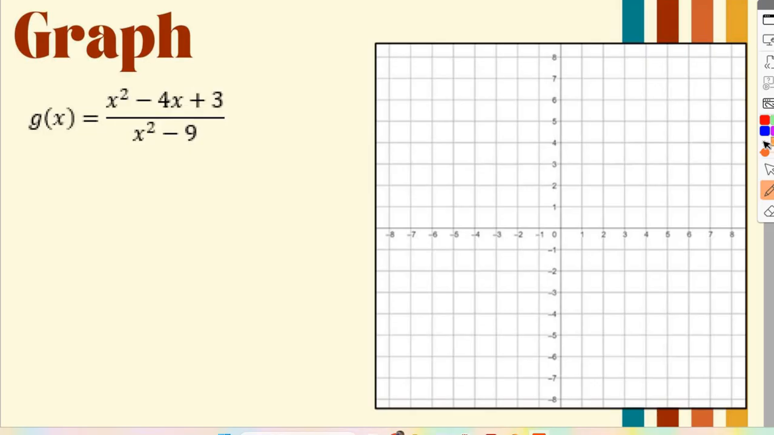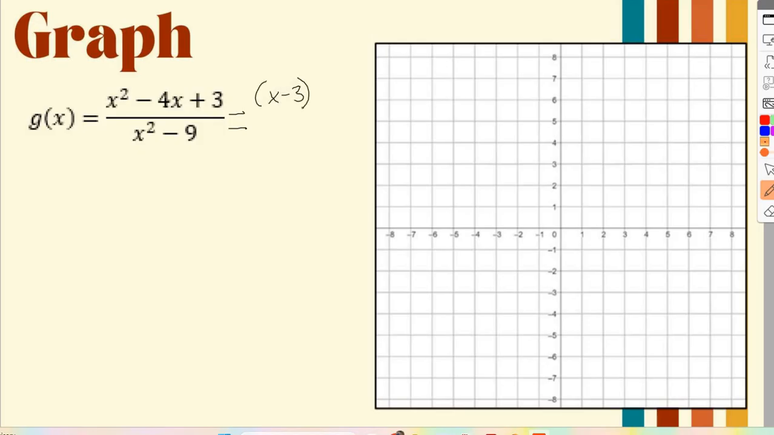Our first step is to factor and reduce. Okay, so can this function be factored? Yes. What's different about this one than our last one? We can factor both of them this time, the top and the bottom. So what multiplies together to give me 3 that adds together to give me a -4? These are 3 and -1.